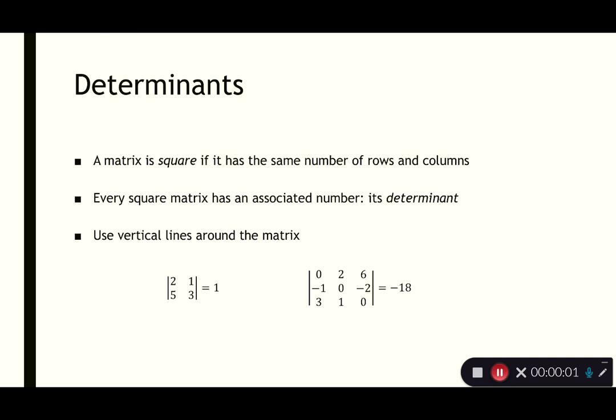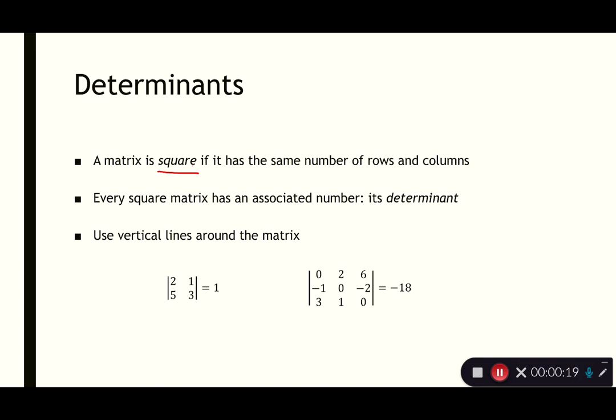One of the first things we're going to do with these matrices is we're going to run into a concept called the determinant of the matrix. So a matrix is square if it has the same number of rows and columns. The two matrices you see at the bottom are 2 by 2 and 3 by 3. Those are both square as opposed to being rectangular.